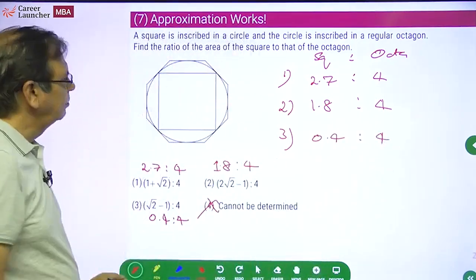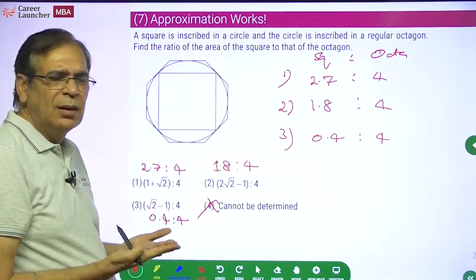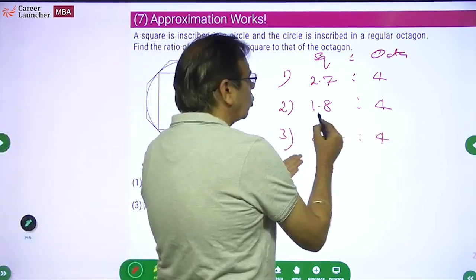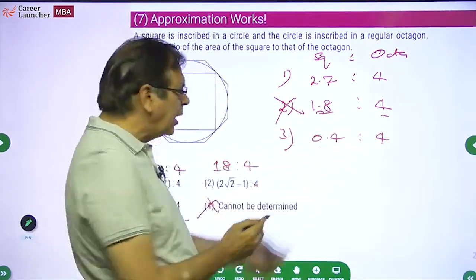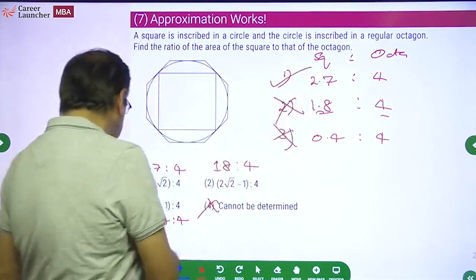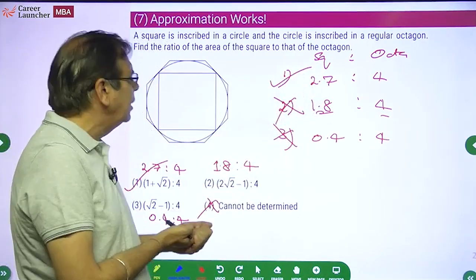Please look at this figure. Is it too much to say my answer should be greater than 50%? My answer cannot, this means square is less than 50%, not possible. Square is 10% of octagon, not possible. This is the correct answer, choice 1. The moment you convert this and do an approximation, you know you have got the answer.